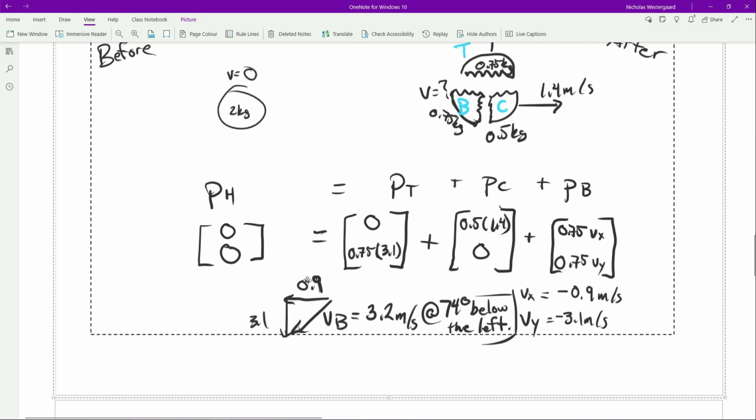Going through, doing the math, we get Vx is negative 0.9. I called to the right positive, so that means this negative is to the left. And Vy is negative 3.1, and I called up positive, so negative means down. And so I'm just going to take these values, construct my triangle, use my Pythagorean theorem, and use a tangent to find the angle.